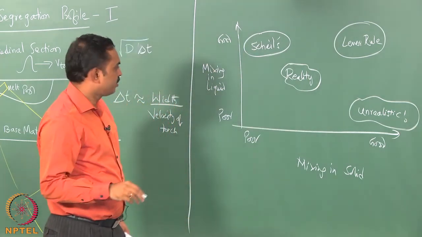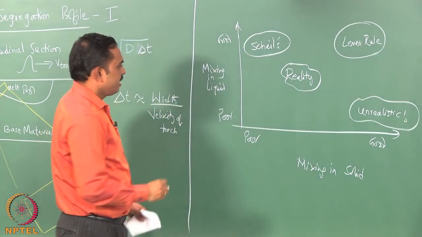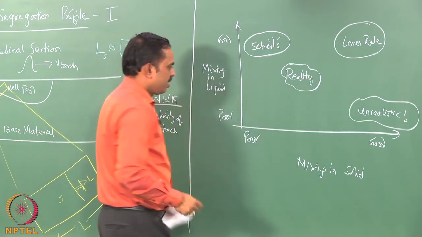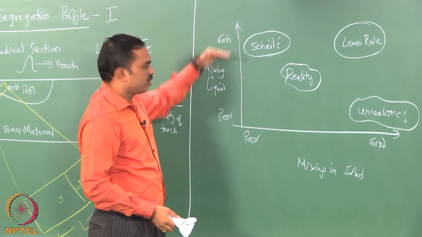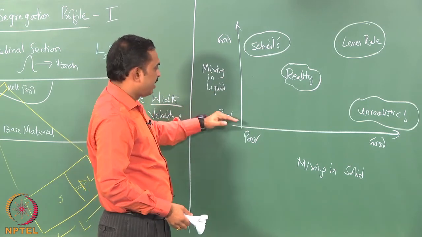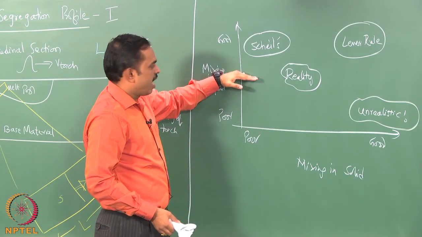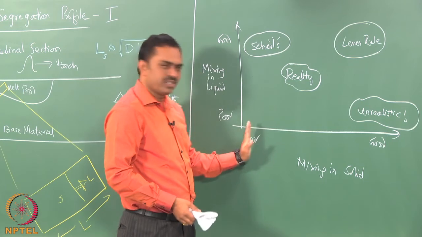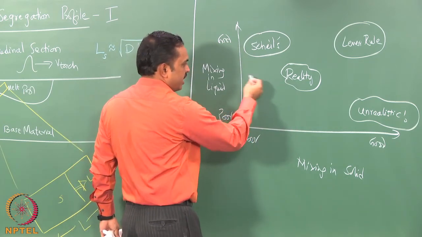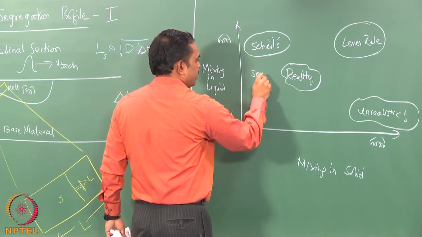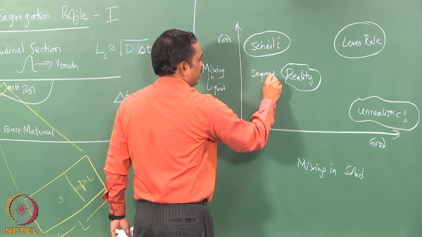And what we would like to take up in this lesson is here, where the mixing in the liquid is not complete, but it is also not totally neglected, it is not 0. So, it is available, and in the solid you just completely ignore it. So, we are trying to take some situation which is quite close to the reality, and this is the place where segregation profiles are going to be there.